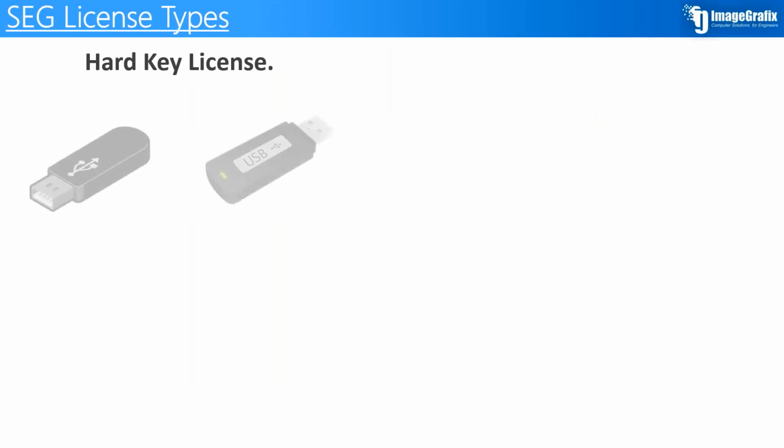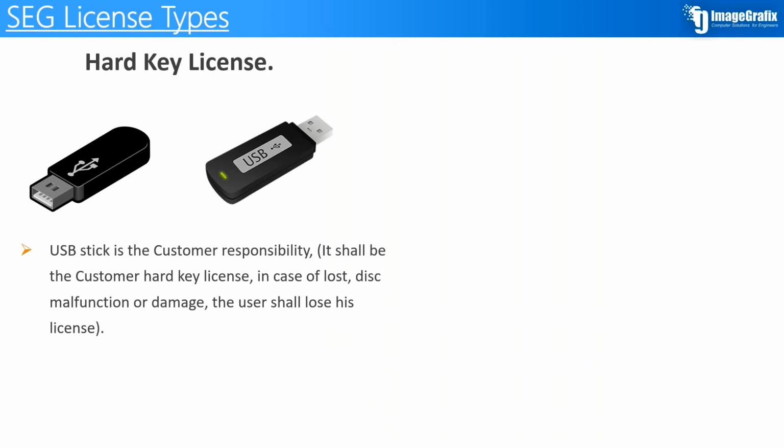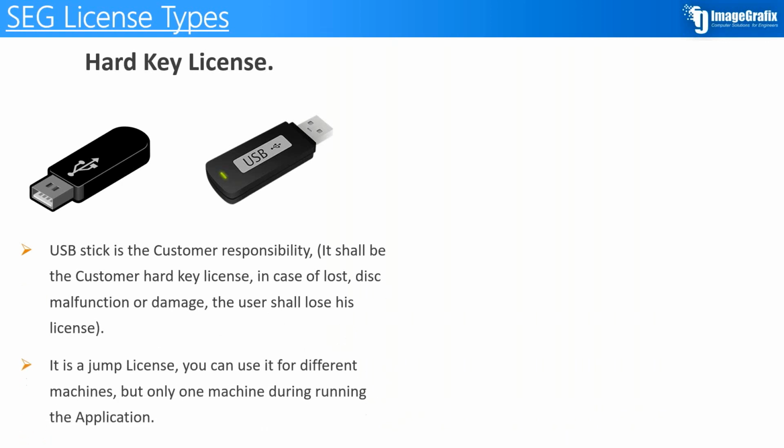SEG license types. SEG license is available in 2 types. The first type is the hard key license. By using a USB stick, you will connect it to your machine and you will be able to run SEG software. The advantage of this type of license is that it's a roaming license, so you can move it from one machine to another, but only one machine during running the SEG application.